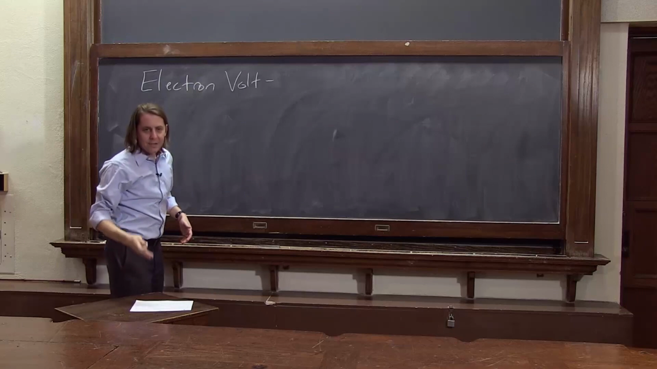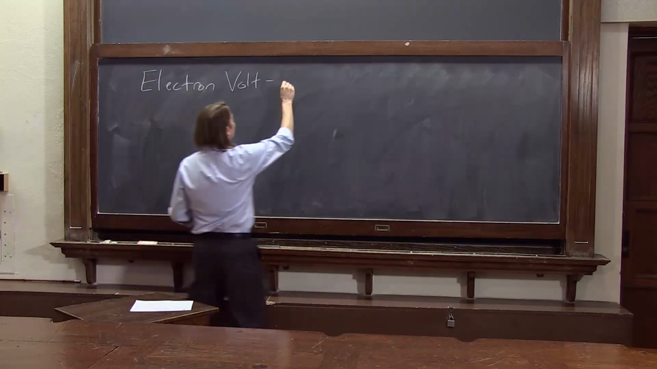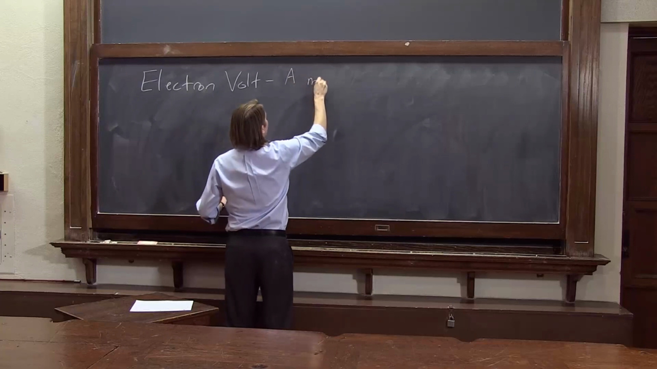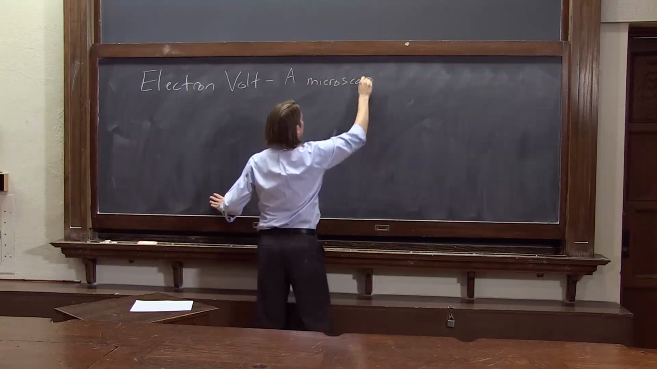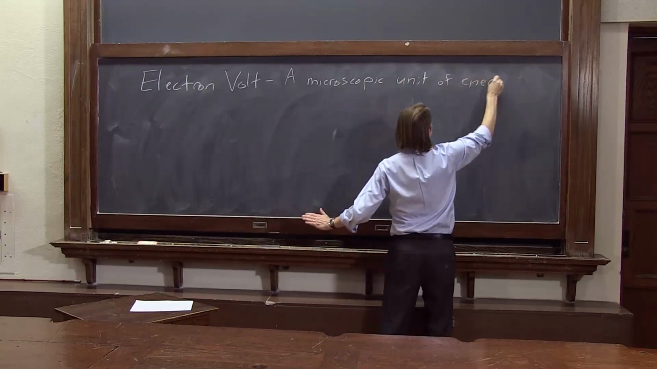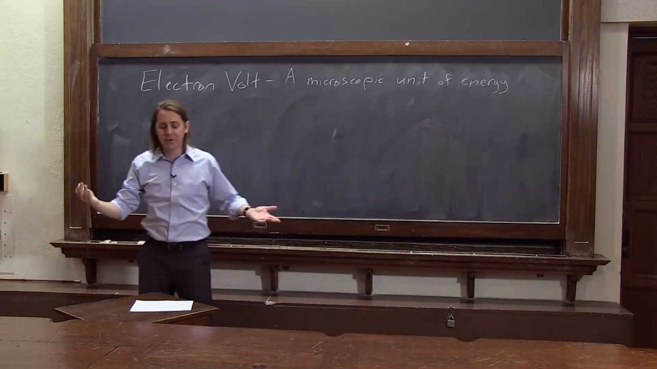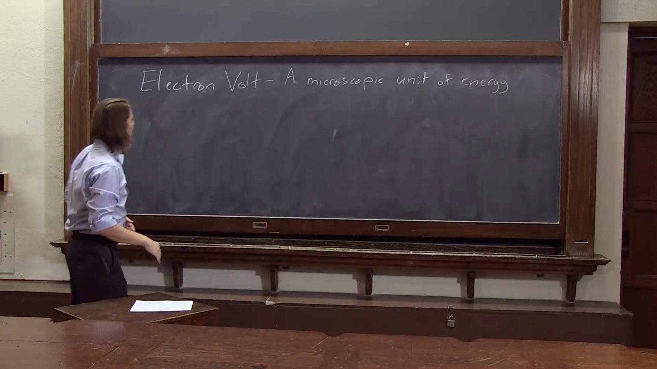The electron volt is confusing because it's so simple. That's what I'm going to have to explain to you. Its definition is simply a microscopic unit of energy, just like a joule. A joule is a macroscopic unit of energy. The electron volt is a microscopic unit.